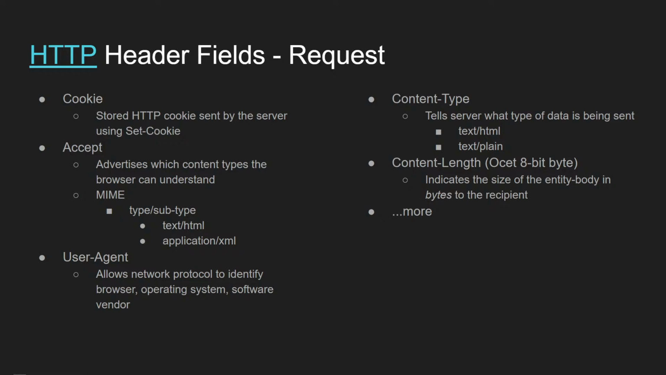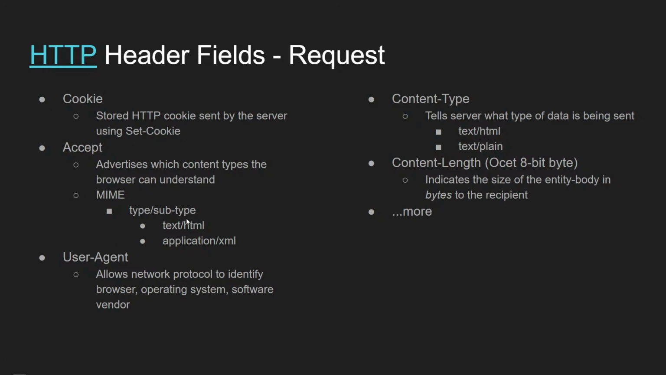Then there's another header called accept, which advertises which content types the browser can understand. Sometimes we just want XML, or sometimes we just want JSON, or sometimes we want HTML. Whatever you choose. This is also what's called the MIME type. I forget what it stands for. It's something like multi-something media something encoding.